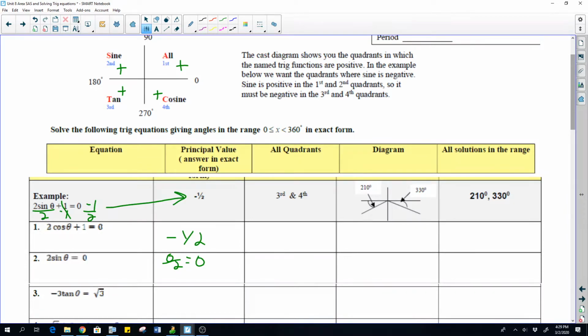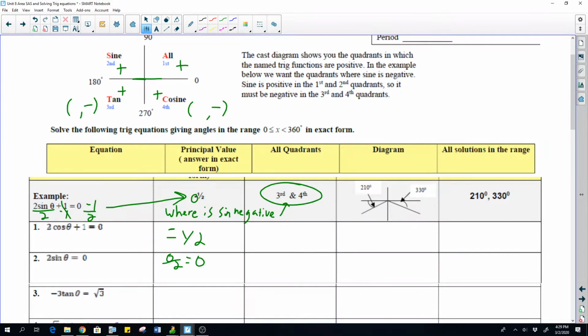So basically this negative symbol means negative. Where is sine negative? Sine is negative on the 3rd and 4th quadrants, because it's positive here and here, but it's negative here and here. Remember the coordinates? So we write 3rd and 4th quadrants.